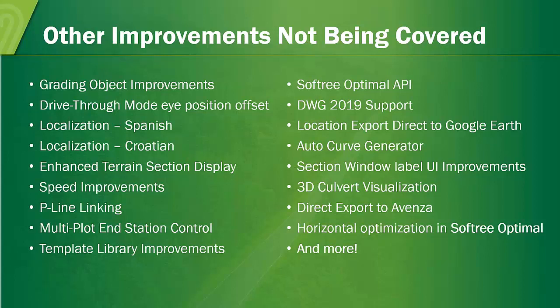There are a bunch of other improvements included in version 9, which we won't go over today. One thing I'll just draw your attention to is we've added horizontal optimization to the Softree Optimal software. We won't be going over that today, but we will send out a video in the follow-up email that goes over the new adds to Softree Optimal.